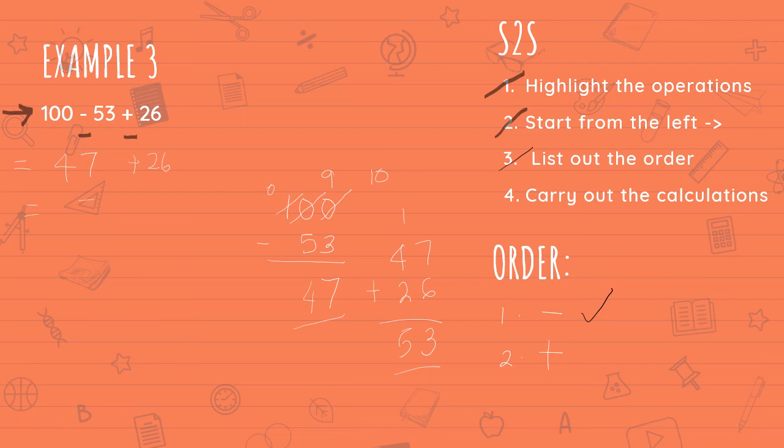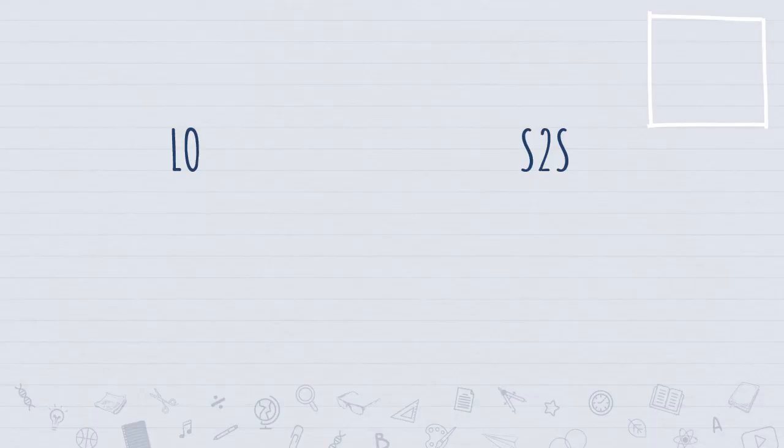So the answer is, hold on. Okay, what is wrong with me today? What is wrong with my calculation? Pardon me. So 1 plus 4 is 5. 5 plus 2 should be 7. So the answer is 73. And you're done. So let's just quickly recap our S2S and LO for today.